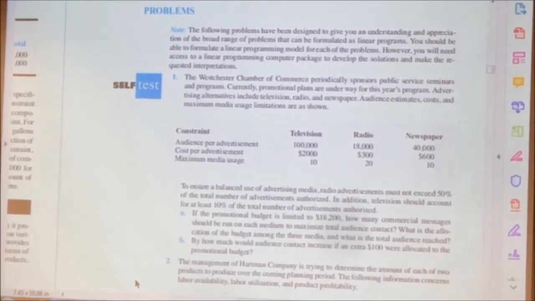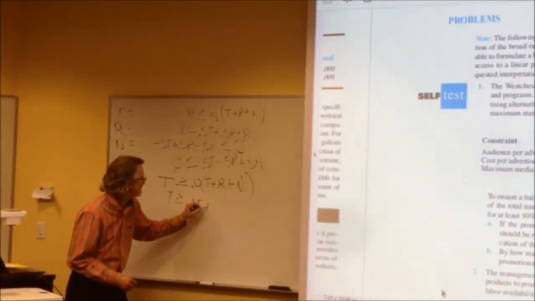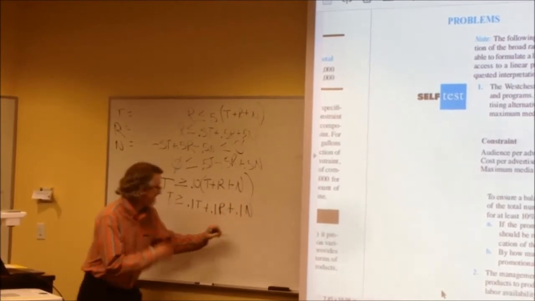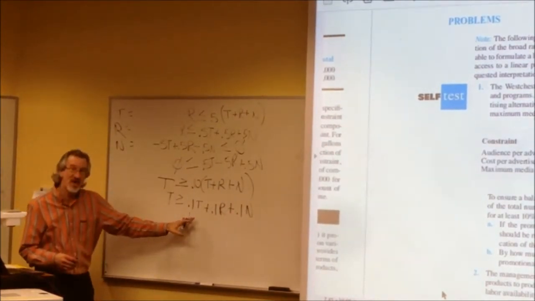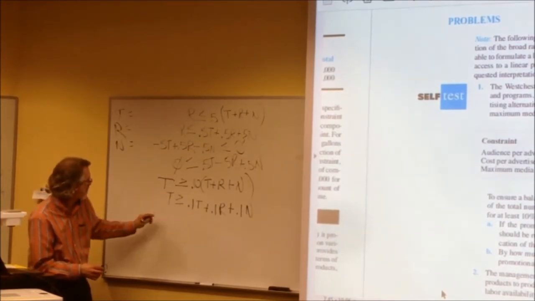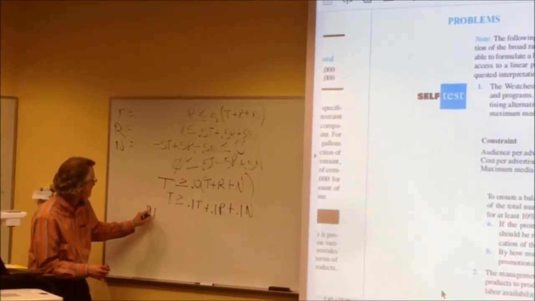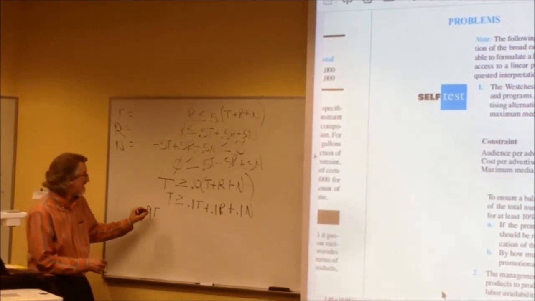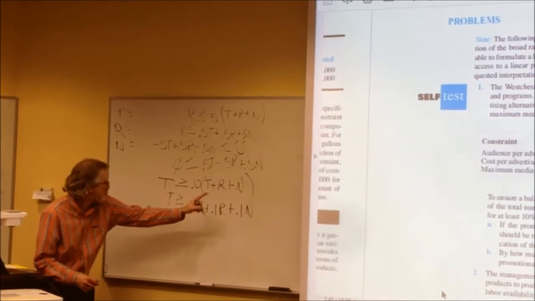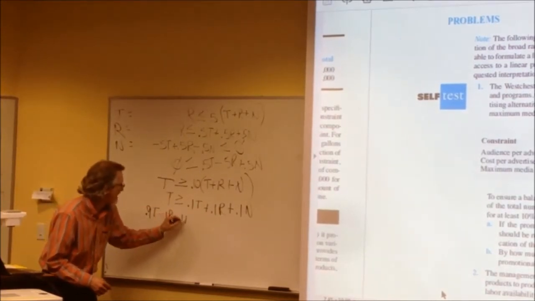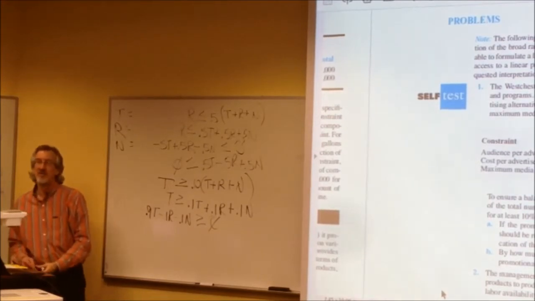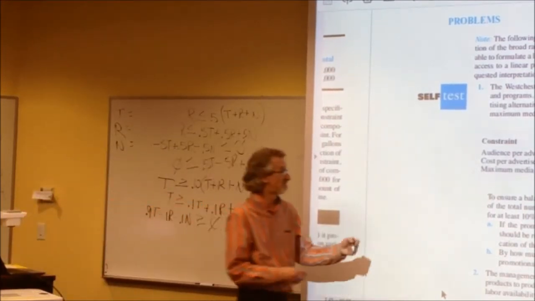T greater than or equal to 0.1T plus 0.1R plus 0.1N. I'm going to subtract 0.1 from both sides, right? So I'll start with the T. I got a full one. I'm subtracting 0.1, so I'm going to have positive 0.9T, right? And then I'm taking minus 0.1R on both sides, minus 0.1N on both sides, greater than or equal to, and all that's left is 0. So there's two of them.